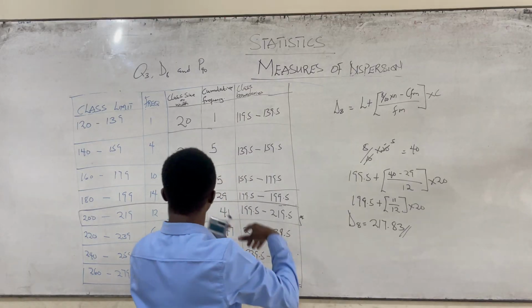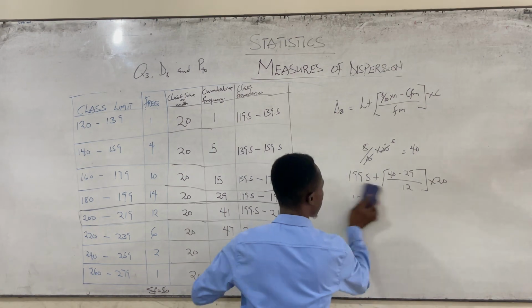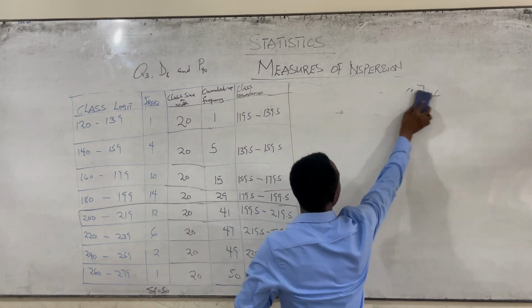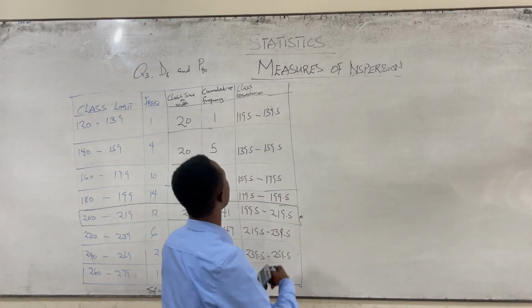Okay, then the next one is what? 40th percentile. 40th percentile. So for the 40th percentile, we are also going to use the same procedure.